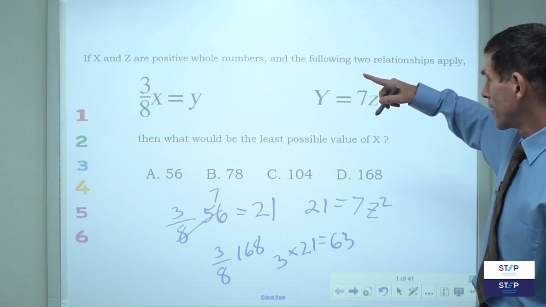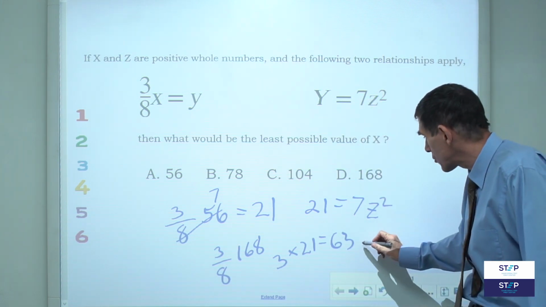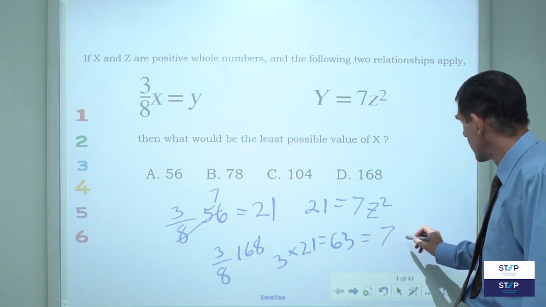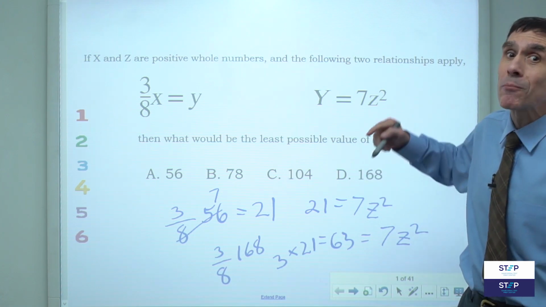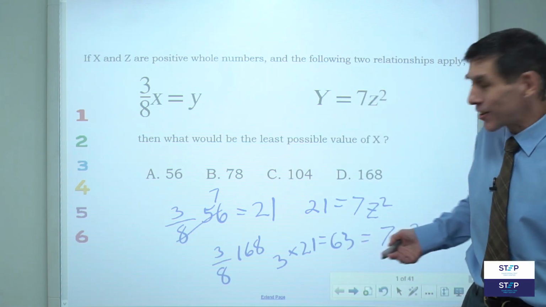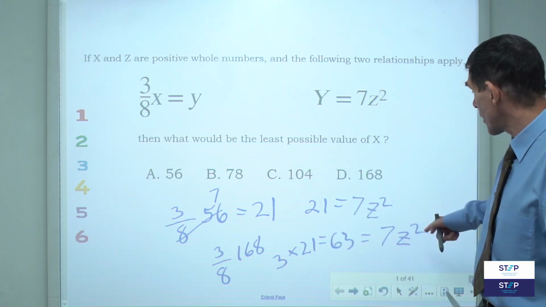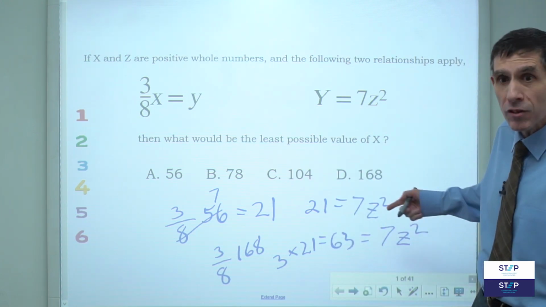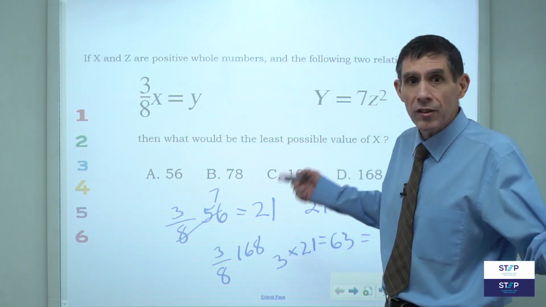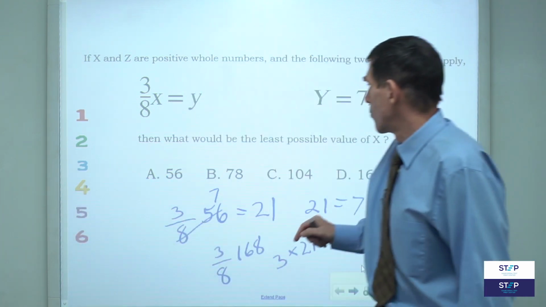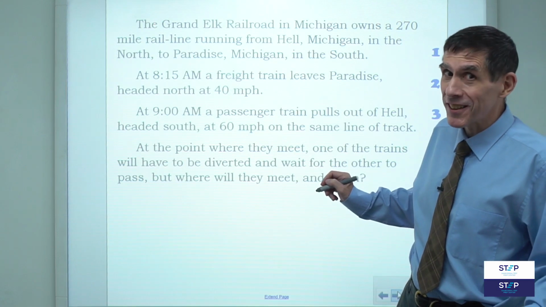Well, if x equals 63, look at this, 63 equals 7z squared. 7 times 9, 63. See, multiplication tables. 7 times 9 is 63. 9 is 3 squared. So there you go. It works. 168 works. You got it.